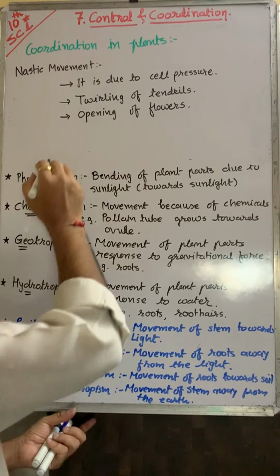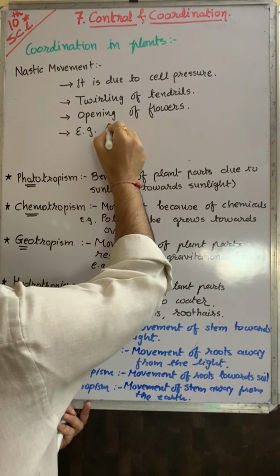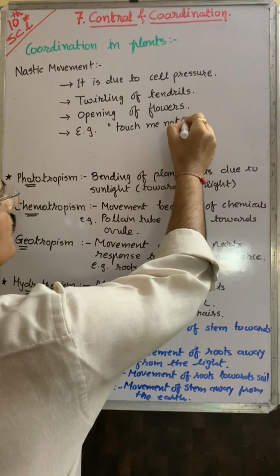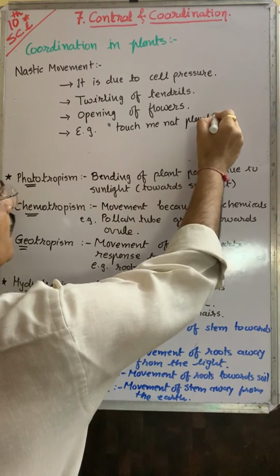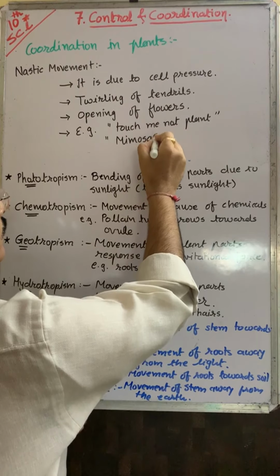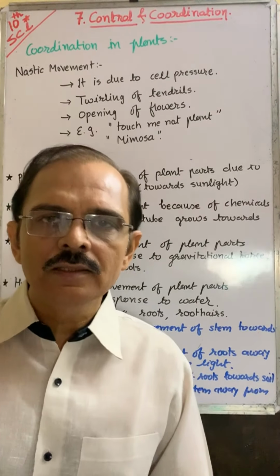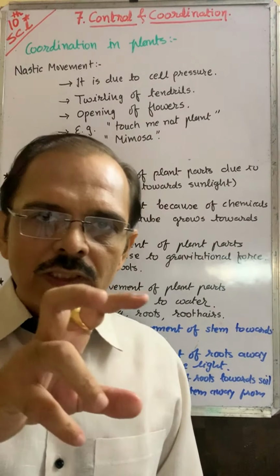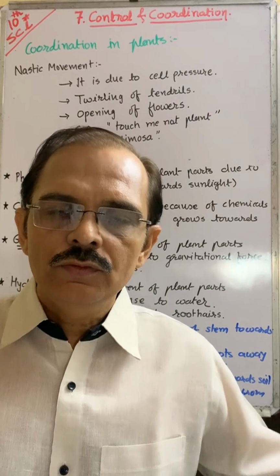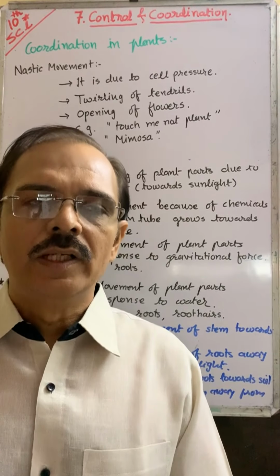Another best example you can write is the touch-me-not plant. In scientific language, it is known as mimosa. What happens in the mimosa? Have you seen mimosa, or the touch-me-not plant? When you touch it, it droops or folds up. Why? How does this happen? The reason is nastic movement.